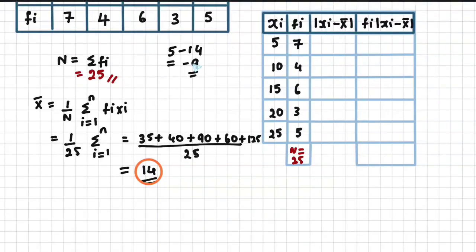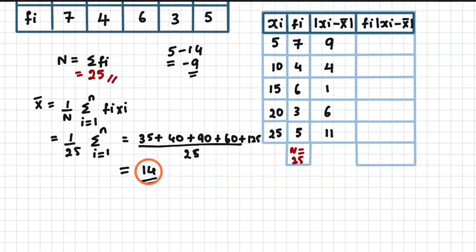So inside the modulus, minus becomes plus. So we have to write 5 minus 14 as just 9. And 10 minus 14 is 4. And then 15 minus 14 is 1. And 20 minus 14 is 6, and then 25 minus 14 is 11. I'm sorry, actually it's not 25 minus 5. So it's actually 25 minus 14.